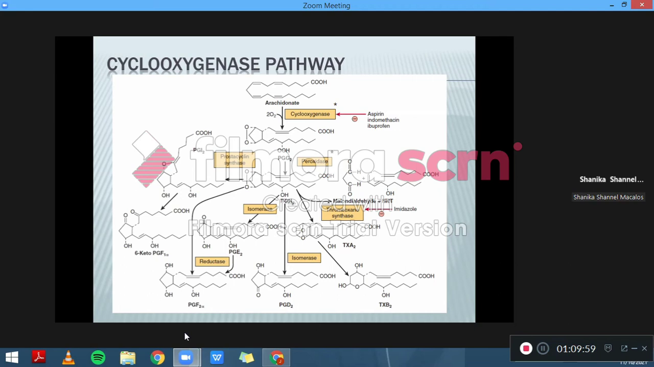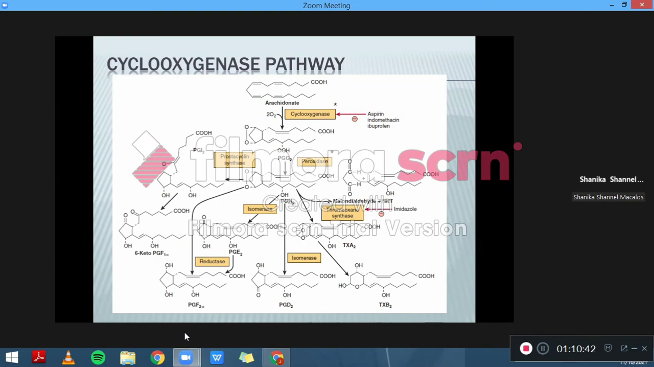Prostaglandin H2 is like the parent prostaglandin, wherein all the other products come from. From prostaglandin H2, it will be turned into prostacyclin, which is prostaglandin I2, and then prostaglandin E2, and then with the help of isomerase, prostaglandin D2 and the thromboxane, Doc. Besides prostaglandin H2, where the products came from, we also need to know the synthases.